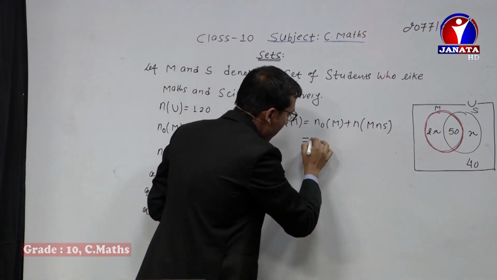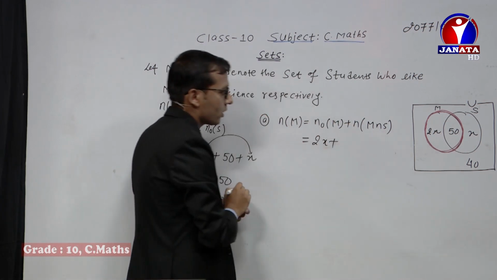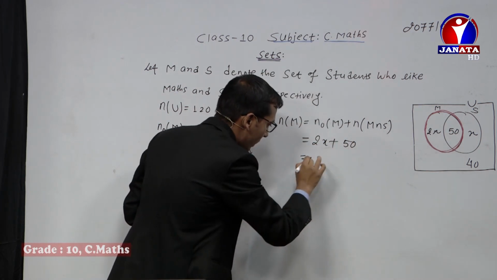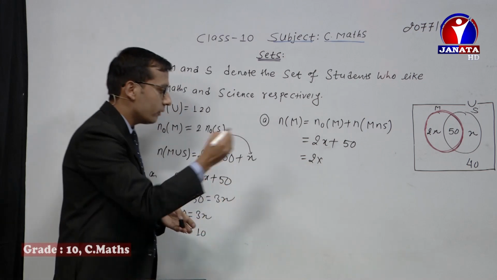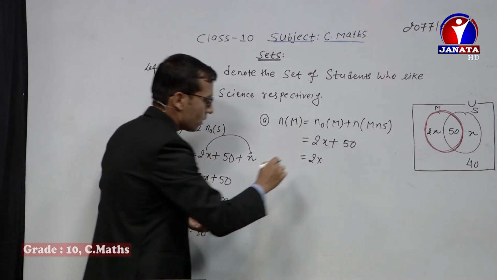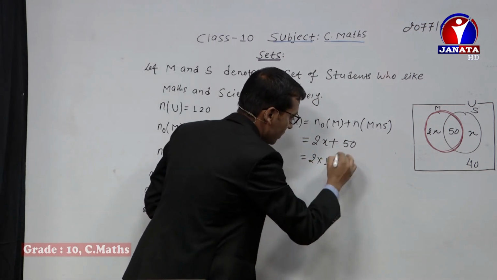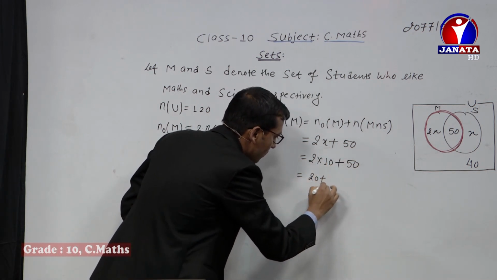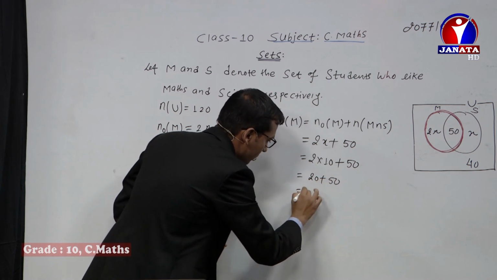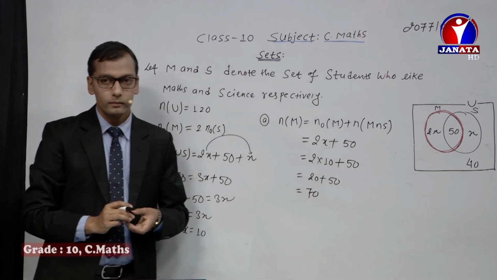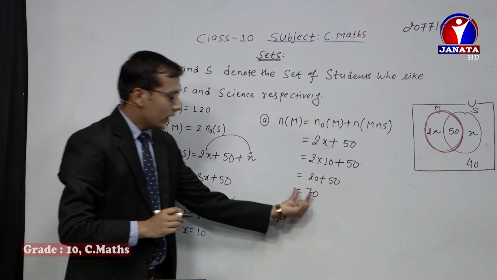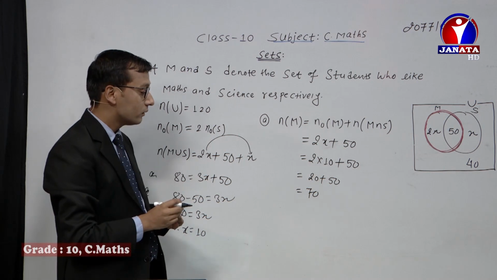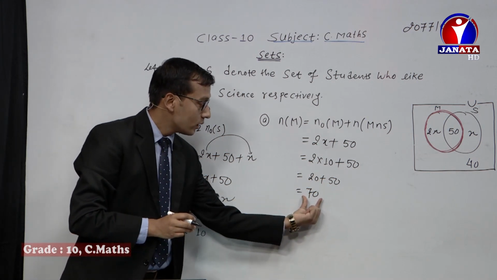What is n only M? Twice x, plus what is the intersection? 50. So this is equal to 2 times, let's put the value of x. X is 10. So twice 10 plus 50 is 20 plus 50, which gives 70. So there are 70 students who passed in mathematics.